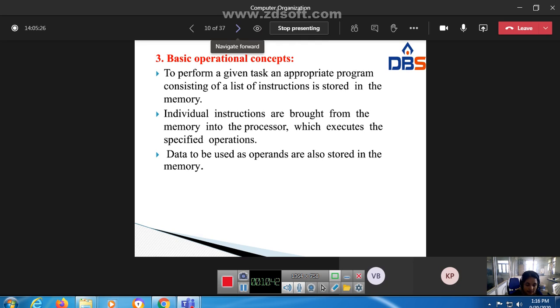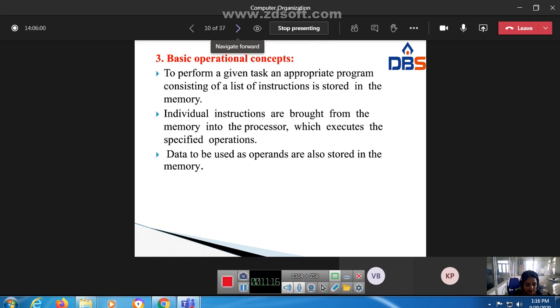An example is: Add LOC, R0. What does the instruction Add LOC, R0 mean? Add is the operation, LOC is a memory location, and R0 is a register. The instruction adds the operand at memory location LOC to the operand in register R0 and places the sum into register R0. This instruction requires the performance of several steps.